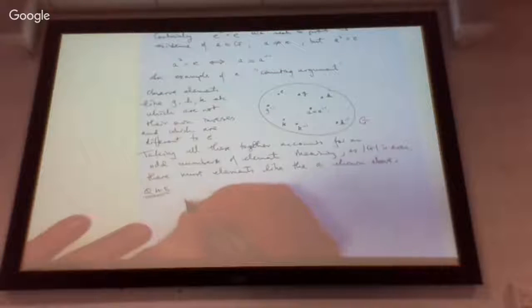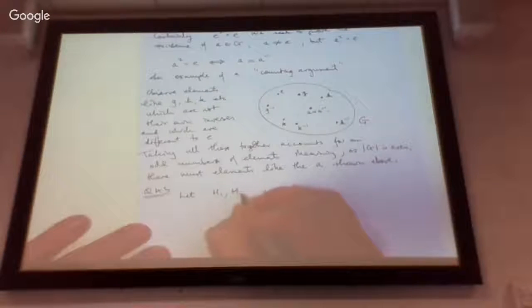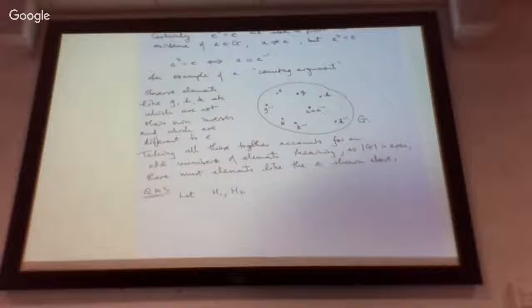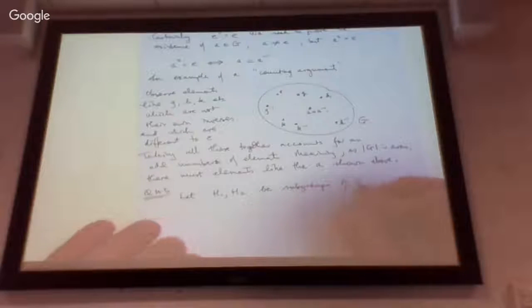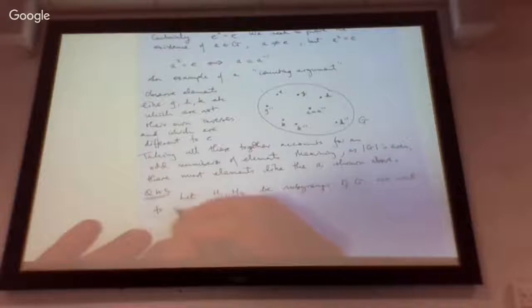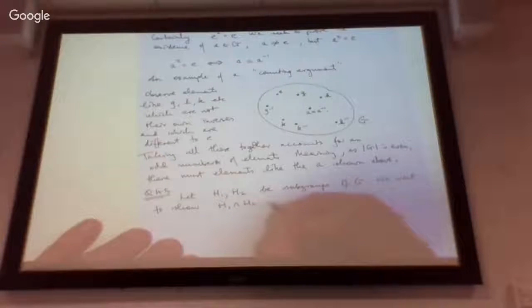So to prove 45, we should let, traditionally, H would be used to denote an abstract subgroup of a general group. So we let H1 and H2 be subgroups of G. We want to show that the intersection of these two is also a subgroup.